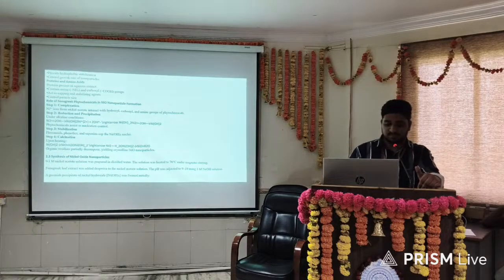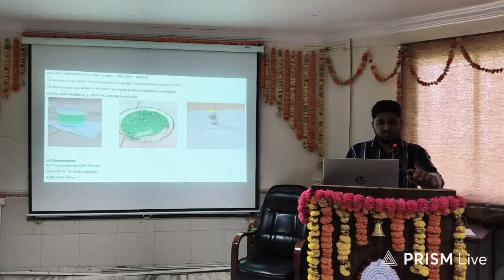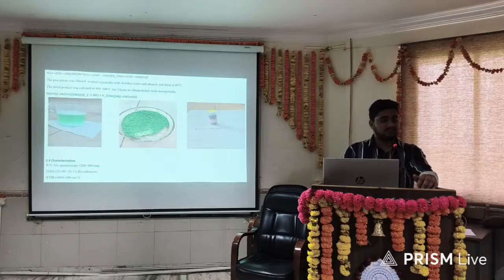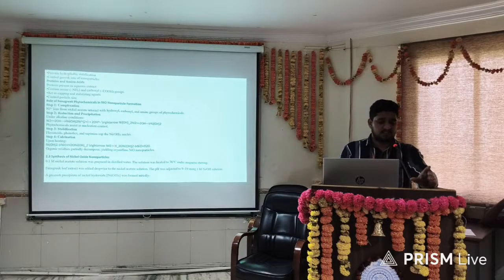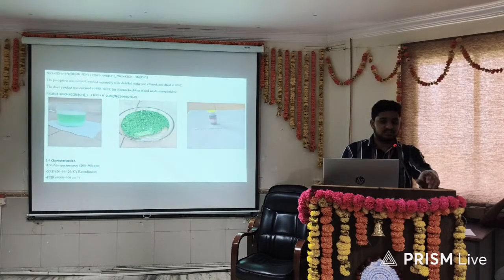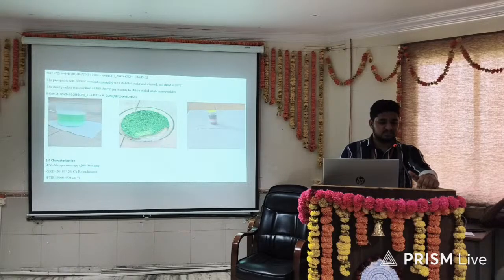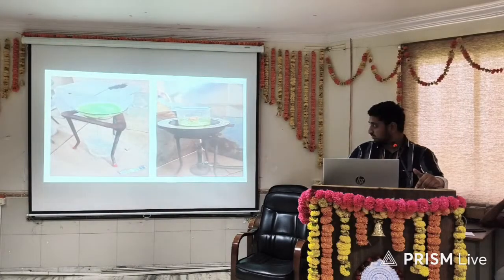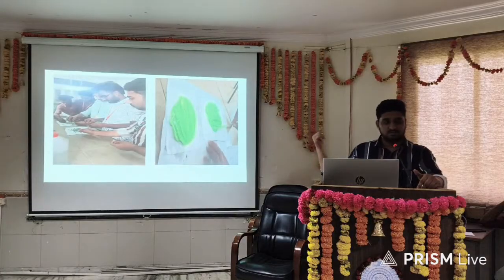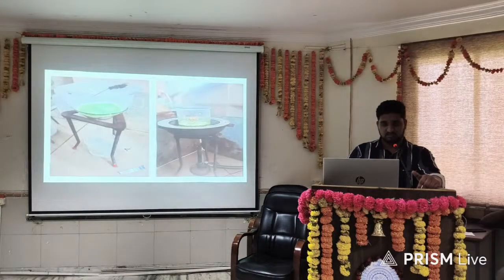Next, this is the preparation we did. The fenugreek extract was added dropwise to the nickel acetate solution. The pH was adjusted to 9 to 10 using 1 molar sodium hydroxide solution. The green precipitate was filtered and washed thoroughly with ethanol and dried at 80 degrees Celsius, and further calcination was carried out at 300 to 500 degrees Celsius. These are some of the pictures we captured during the process.